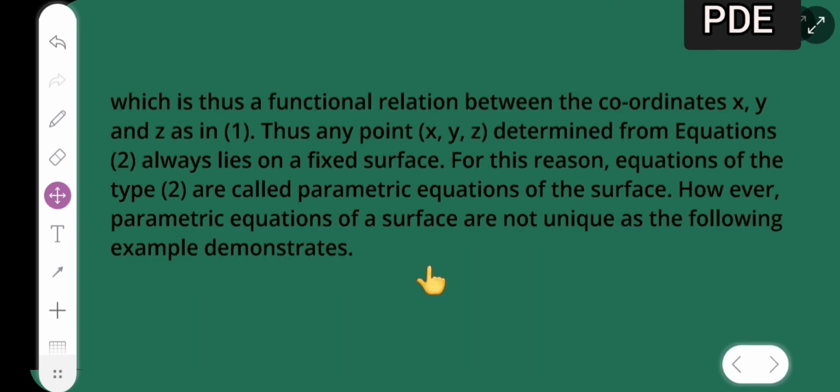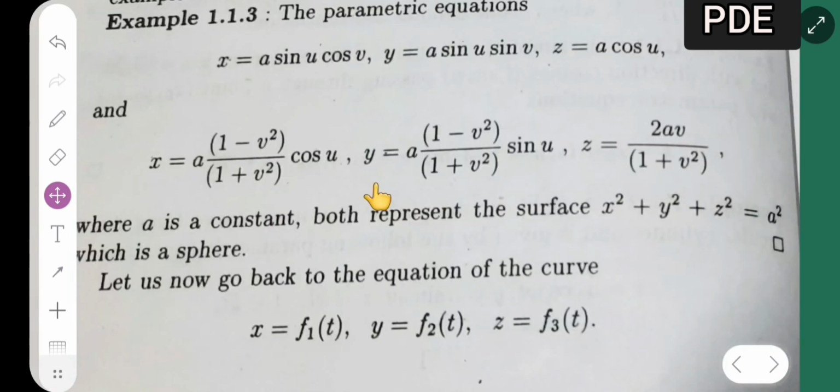Now let us take one example, the parametric equation. There are two parametric equations given. One is this one and the other one is this one. Okay. Now x is equal to a sin u cos v, y is equal to a sin u sin v, z is equal to a cos u.